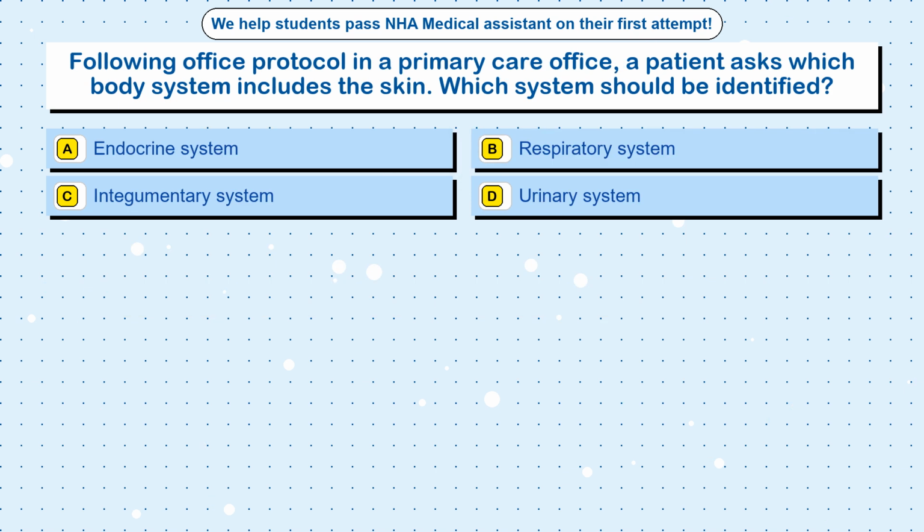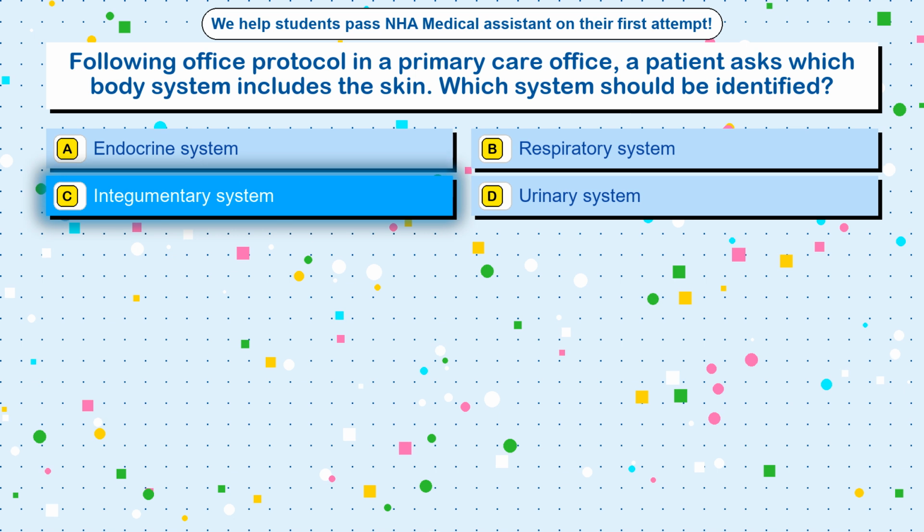Question 85. Following office protocol in a primary care office, a patient asks which body system includes the skin. Which system should be identified? Option A, endocrine system. Option B, respiratory system. Option C, integumentary system. Option D, urinary system. The correct answer is option C, integumentary system.